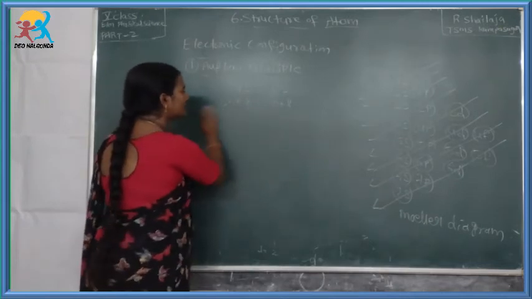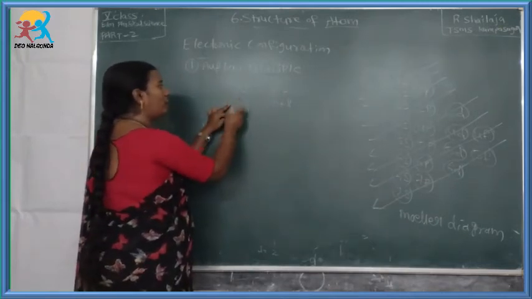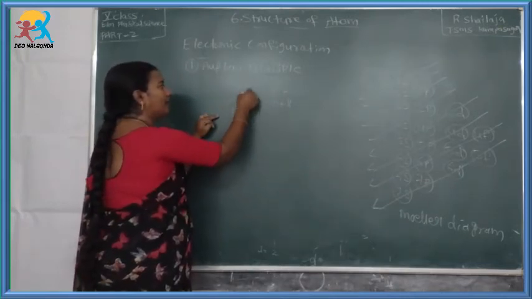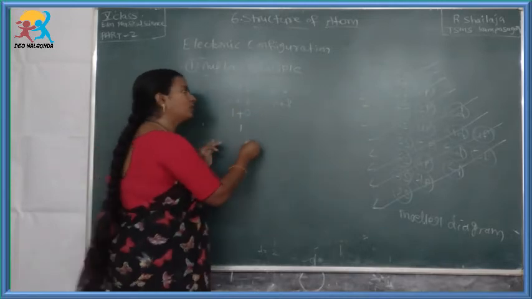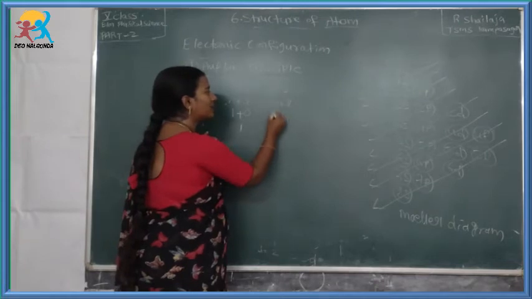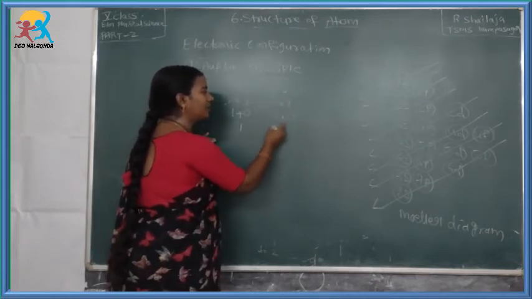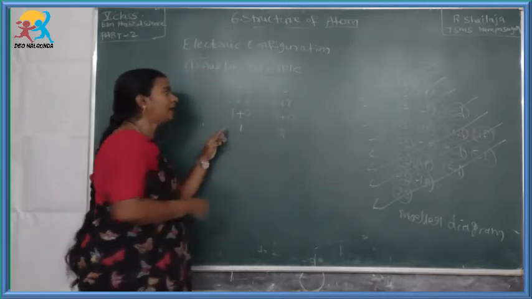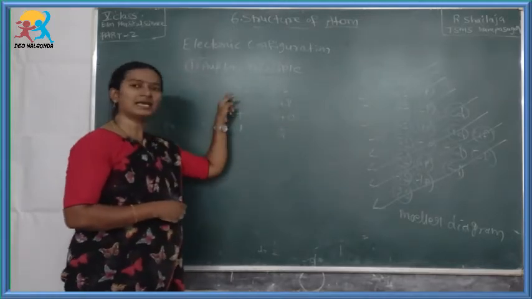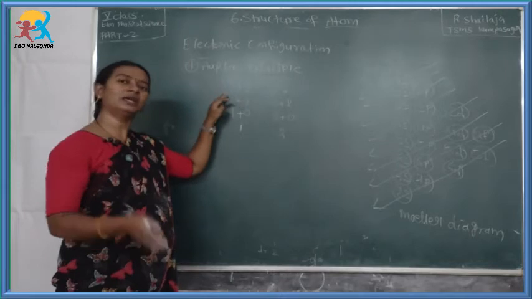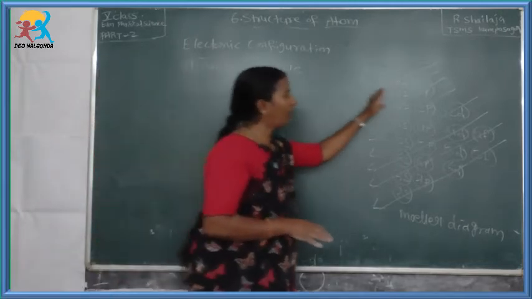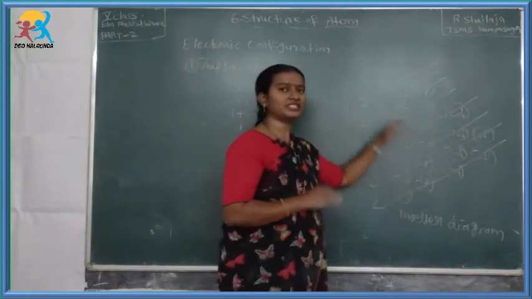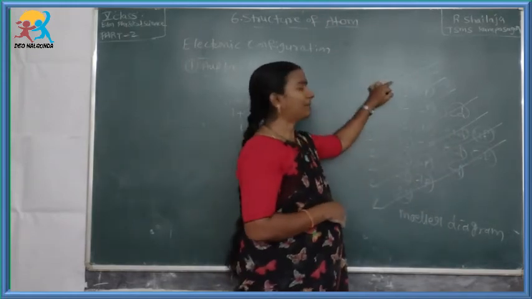Like 1s and 2s, in these two cases, the n value for 1s is 1 and L for an s orbital is 0. 1 plus 0, the value is 1. For 2s, the n value is 2 and for an s orbital the L value is 0. 2 plus 0 means 2. So the n plus L value for which orbital is less? 1s is less. That's why 1s is a lower energy orbital than 2s. So among all these atomic orbitals, the lowest energetic orbital is 1s.